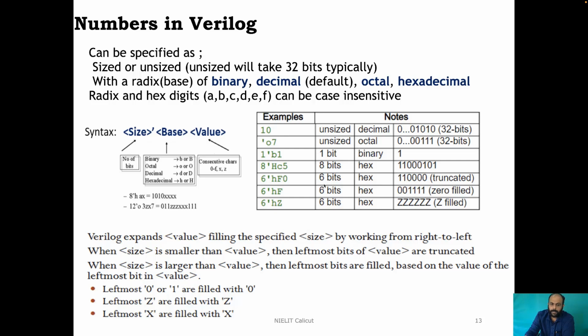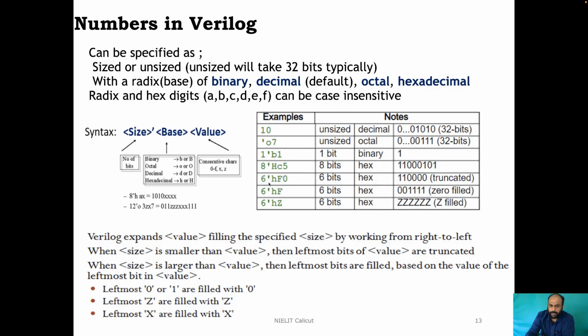Okay. Similarly, you take another example. This is 8'hC5. So it's an 8-bit number, and the format is hexadecimal, and the initial 4 bits represent C, and the remaining 4 bits represent 5. Okay. So here there are a few more things. Verilog expands the value of the number by filling the specified size by working from right to left. Also, if the size specified is smaller than the actual value, the leftmost bits will be truncated.